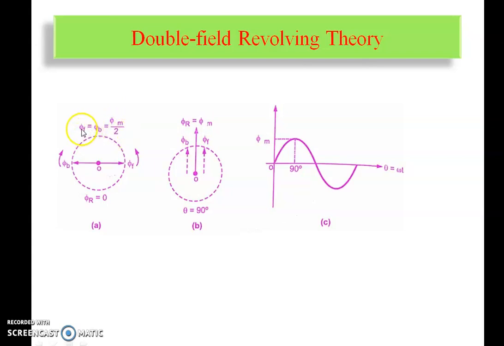Phi f is nothing but the forward flux, phi b is the reverse flux. Phi f is equal to phi b, which is equal to phi m divided by 2. That means both have equal values. So using this relation, I can say that phi f plus phi b is equal to phi m. Simply, I can show here that this is the maximum value of flux, phi m. The value of phi m is maximum at 90 degrees here.